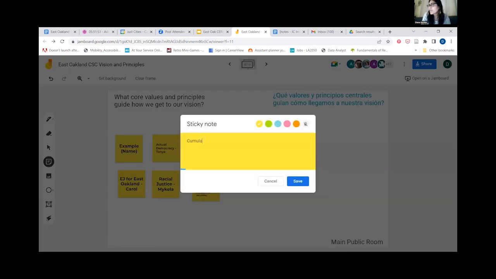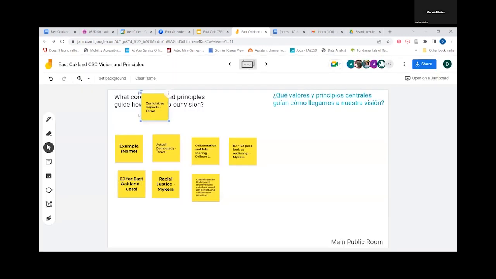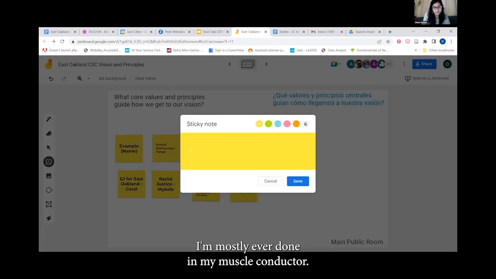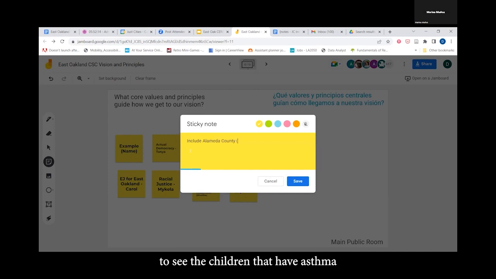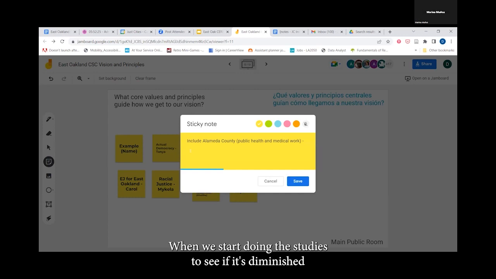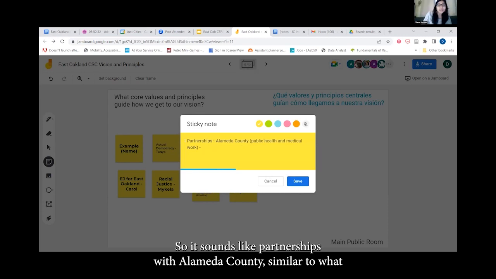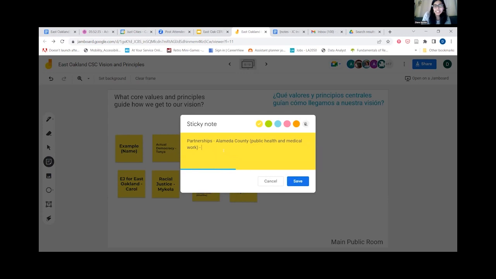Oh, see, Marina? Y acá estoy. Yeah, I'm here. I would like to see Alameda County involved as well. You know, how they work in health and hospitals, to see the children that have asthma and maybe see the percentages of how many they have when we start doing the studies, to see if it's diminished or if it's grown. Thank you, Marina. So it sounds like partnerships with Alameda County, similar to what Colleen was sharing when it came to the Port of Oakland. So that collaboration and that information sharing.